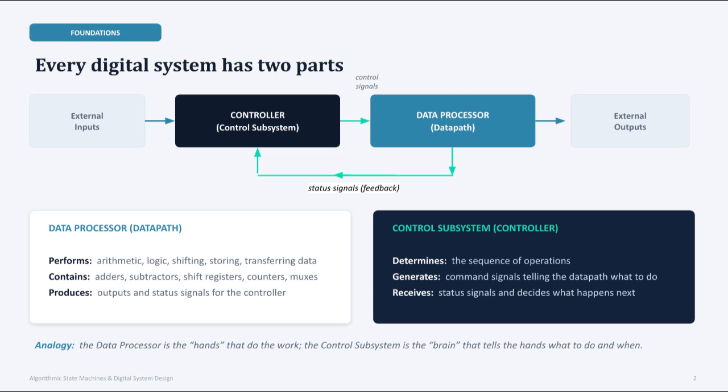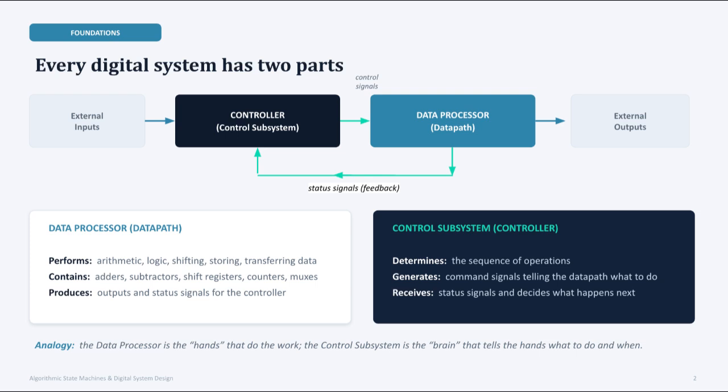It generates command signals telling the datapath what to do, and it receives those status signals to decide what happens next. I like the analogy on this slide. The datapath is the hands doing the work, the controller is the brain telling the hands what to do and when. Notice the feedback loop in the diagram. Status signals flow back from datapath to controller. That loop is the whole reason state machines exist.